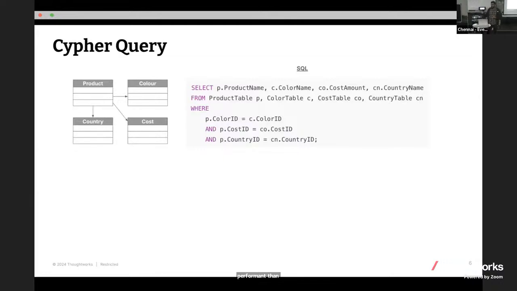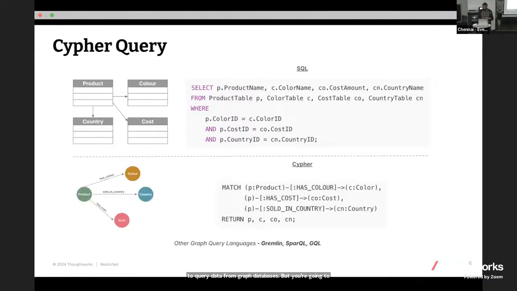In any relational database, we have tables, and to retrieve the data we use a query language. We use SQL, where we select certain columns from particular tables, like the first line here, and we do a join using the foreign keys across tables. When we move on to graphs, there are multiple options to query data from graph databases, like Gremlin, SPARQL, and GQL, but you're going to see one option today, that is Cypher.